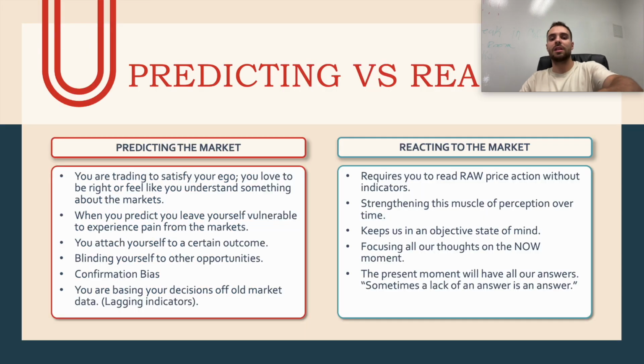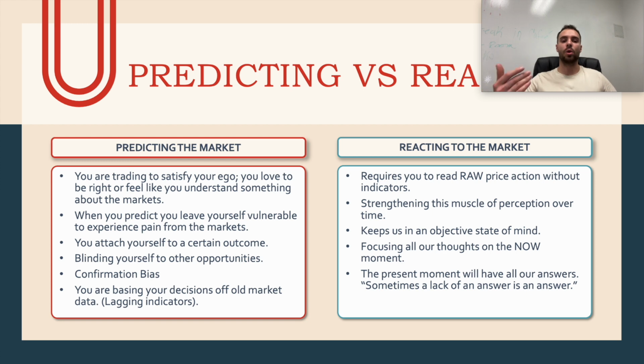So this slide says predicting versus reacting on the top of the slide. Right here, predicting, reacting. Now, why do I talk about predicting and reacting? I mentioned it in the very first slide, but this is the biggest thing that this break and retest strategy will allow you to do. It moves you away from predicting and towards reacting.